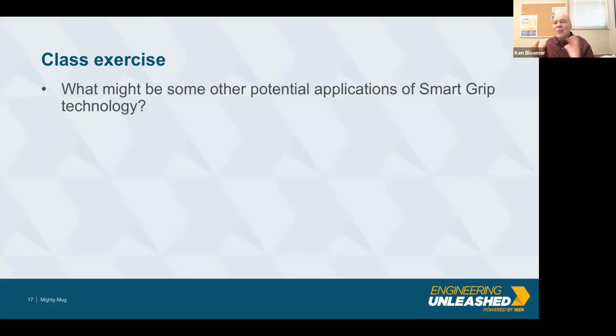Another really cool exercise when you put your value creation hat on: you could just focus on the Mighty Mug forever. But when you've got something like this, you need to think, how can I branch out? What other potential applications could there be for this smart grip technology, as Harry calls it? So you could cut your class loose for a little bit, brainstorming and using other ideation techniques on what some of the potential applications are.